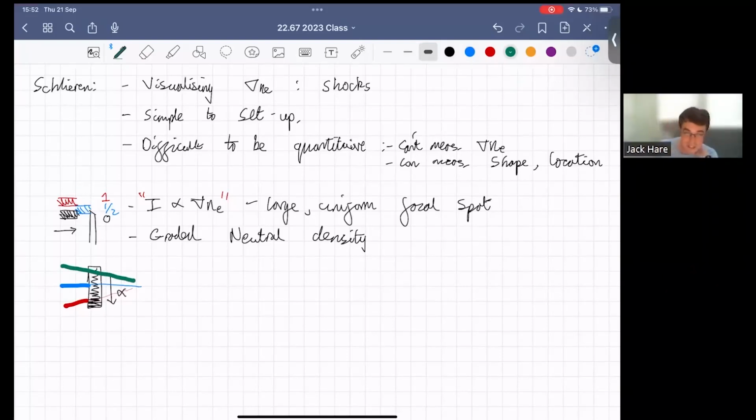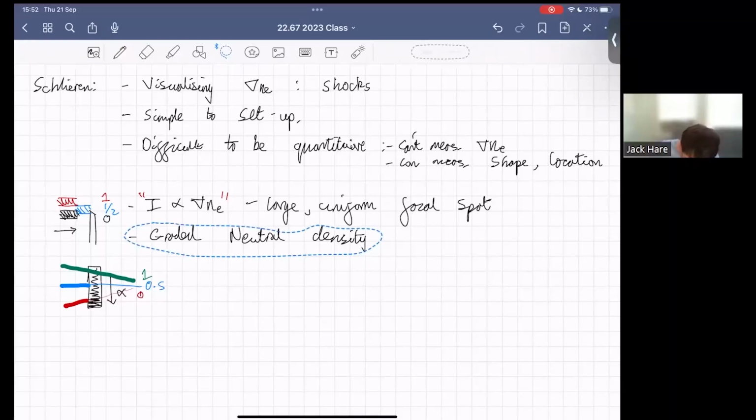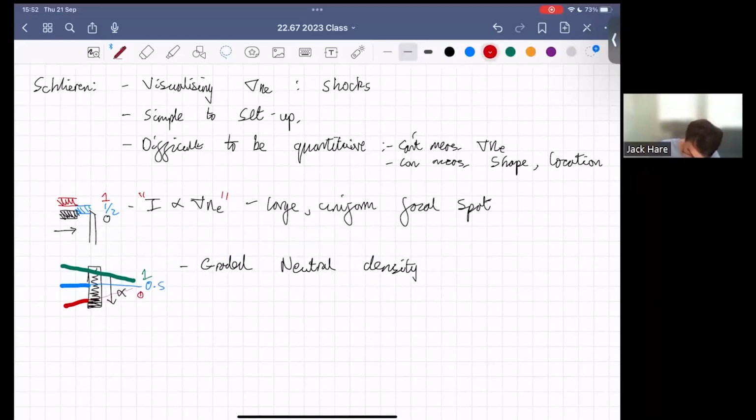And so if you have a really good graded neutral density filter, you can again end up in this regime where you actually get some sensitivity to the position of the beam, and that can get you back into this nice regime up here where the intensity of your signal is actually proportional to the gradient of the electron density. So that would be a very nice place to be, but this is hard to make, and you still need a uniform beam to start with, which is also hard to make.